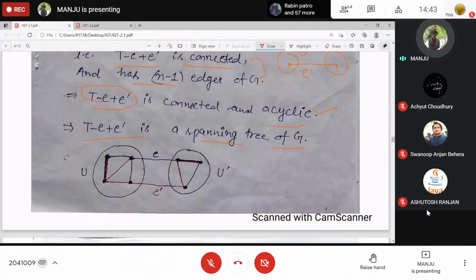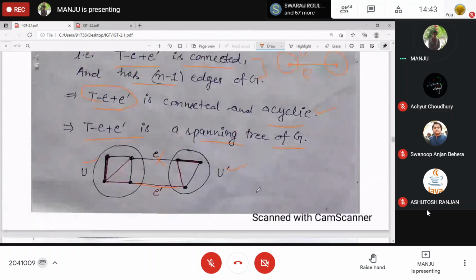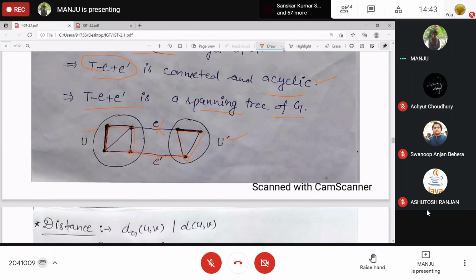Clear? I have already defined this scenario. Right? I explained it. If you remove this edge, you need to add one more edge that has one endpoint present in U and one endpoint present in U dash. So the new spanning tree will be this one. Okay? Any doubt?